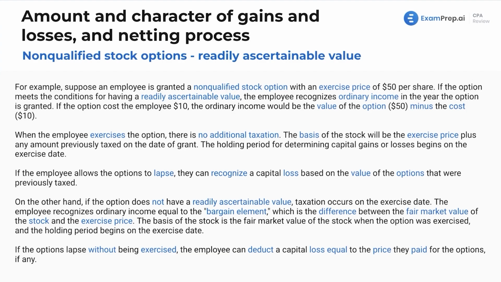The basis of the stock is the fair market value of the stock when the option was exercised, and the holding period begins on the exercise date. Now, if the options lapse without being exercised, the employee can deduct a capital loss equal to the price they paid for the options, if any.